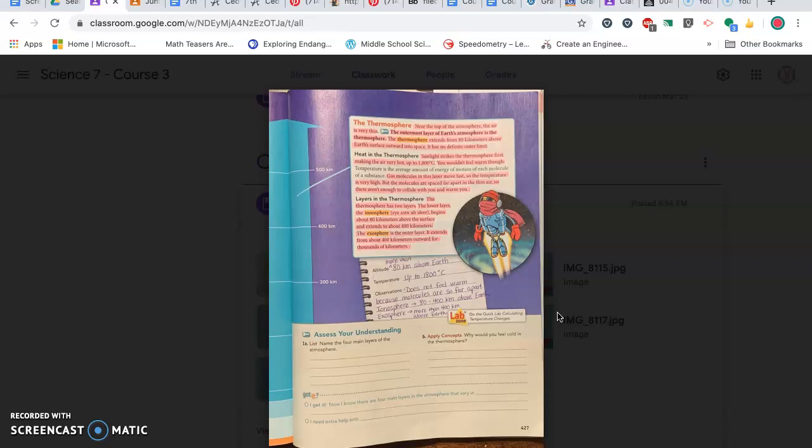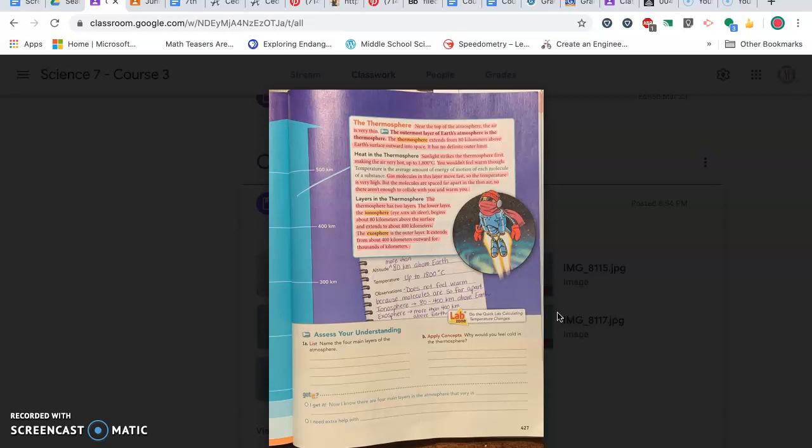But as your book points out, if you had the ability to go up to the thermosphere and hang out, it wouldn't feel that hot to you. The reason is that the molecules of air up in the thermosphere have a lot of energy. Temperature is a measure of the average kinetic energy of the particles of a substance. And so the temperature is high up there because, on average, the particles have a lot of energy.